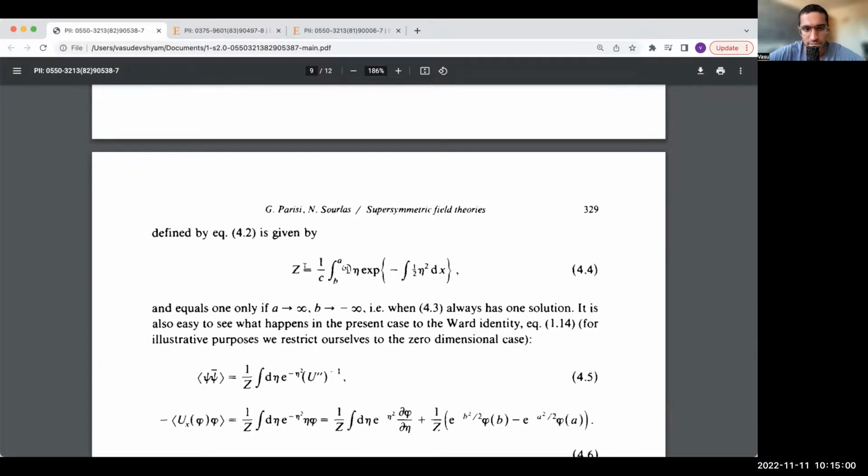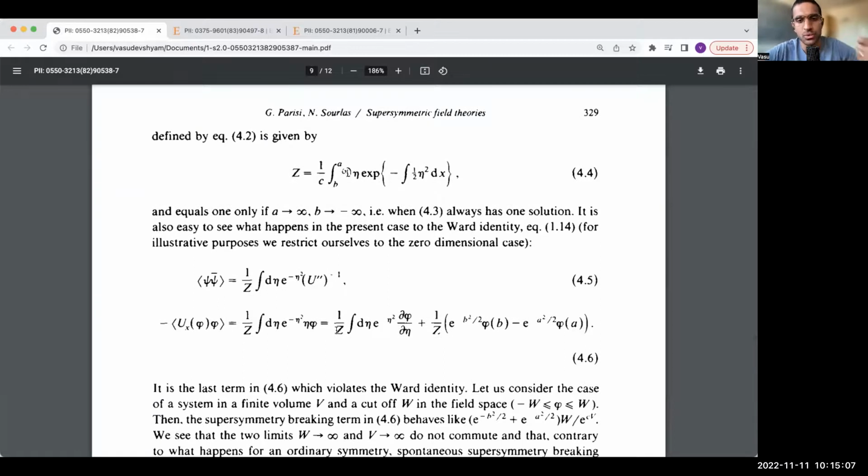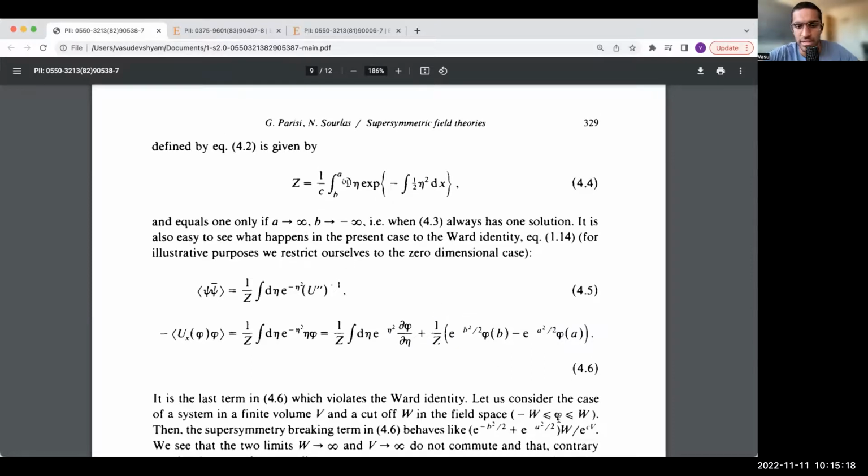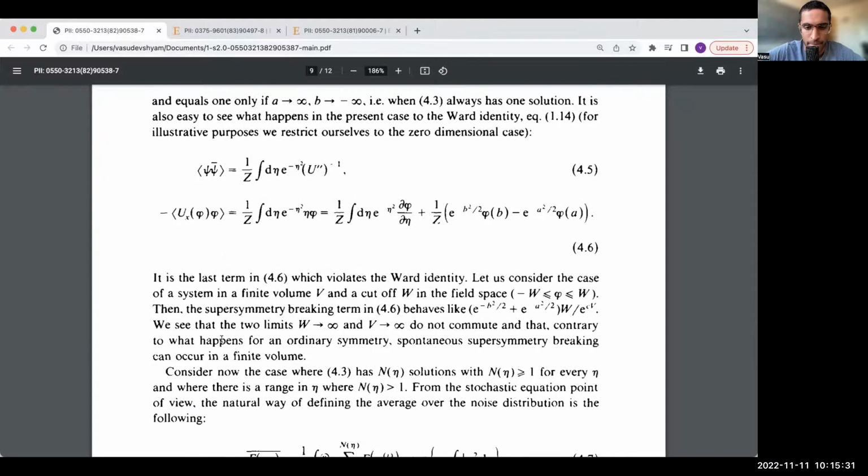Then what happens is that you see this integral really can only equal 1 if a goes to infinity and b goes to minus infinity. If one tried to work out the Ward identity, then we'll see that the Ward identity is basically violated by a term that knows about e to the minus b squared over 2 and e to the minus a squared over 2. And again, when these go to infinity, that's when the Ward identity will be satisfied. This violation of the supersymmetry is exactly the one that we described involving the fermionic zero modes and so on in the previous episode about random walks in supersymmetry.